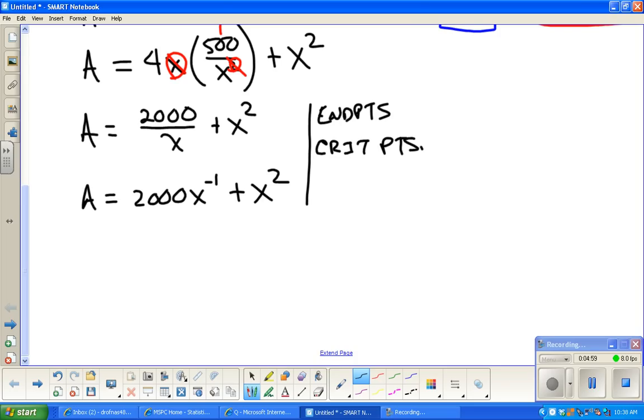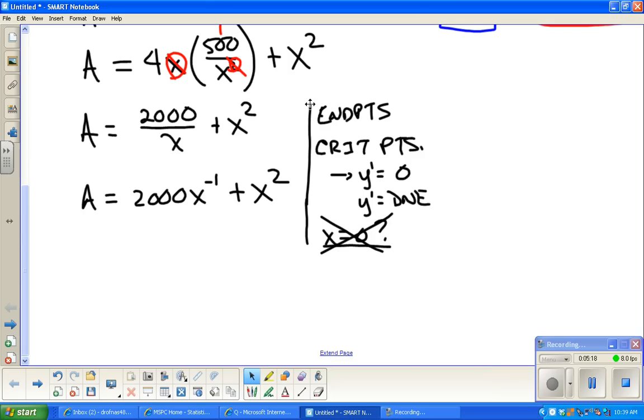And remember, any critical points are places where the derivative equals 0 or the derivative does not exist. Well, the only endpoints really on this would be if we had a dimension equaling 0, which is kind of goofy, so we need to not include that. And then the derivative doesn't exist where the function is not continuous, and it's not continuous at 0 because we'd be dividing by 0, but also it doesn't make sense anyway, so that's really not a big deal.